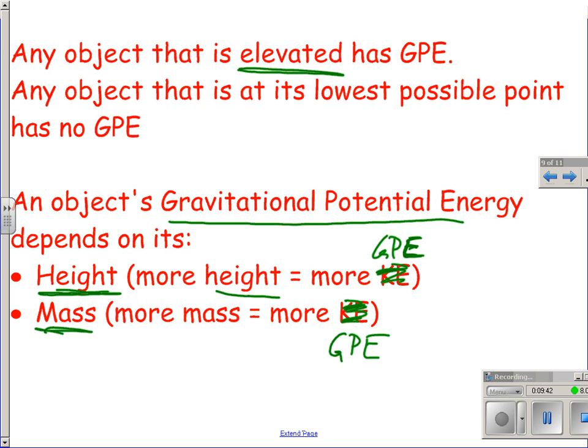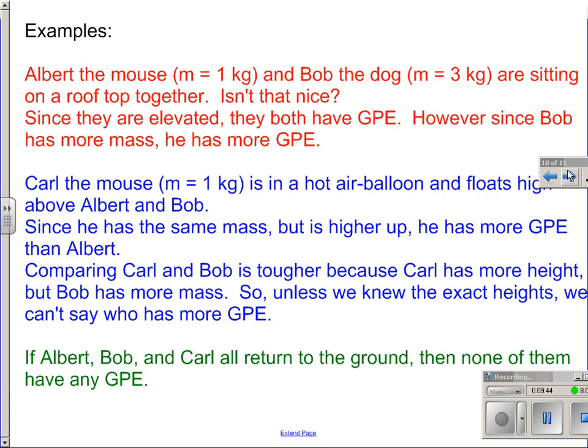All right, so let's do another example. We're going to revisit Albert, Bob, and Carl. So Albert the mouse and Bob the dog are done with their walk together. Now they are sitting on a rooftop together. Perhaps they're watching the stars or something. All right, since they're both elevated, they're both up high on a rooftop, they've both got gravitational potential energy, right? Okay, but because Bob has more mass, he's going to have more gravitational potential energy.